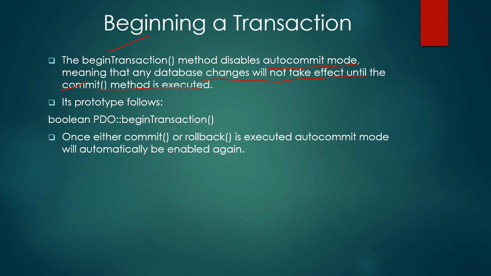Once either commit or rollback is executed, auto commit mode will automatically be enabled again. So when we run the commit or rollback method, again this auto commit mode will be on. So again we will have to manually set it to off if we want. After each and every transaction, we will have to set this auto commit mode to off if we want.